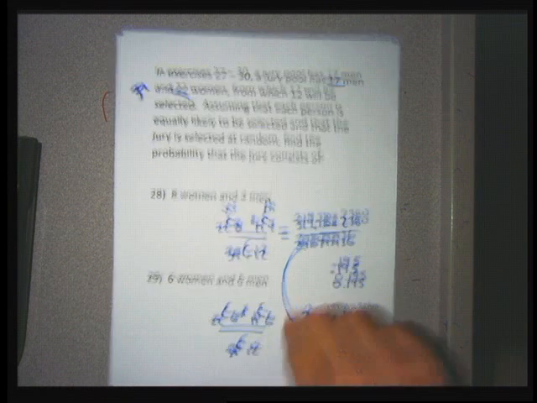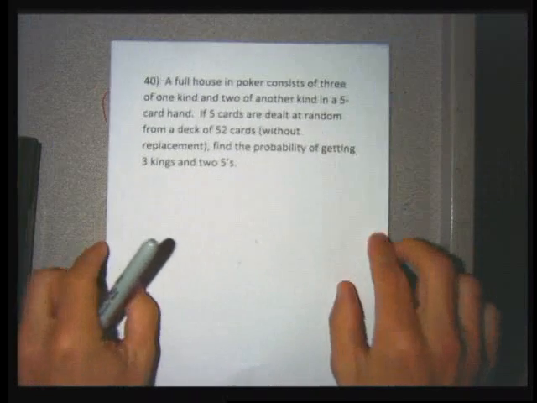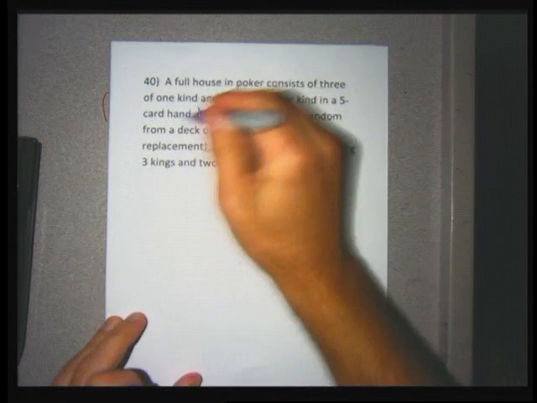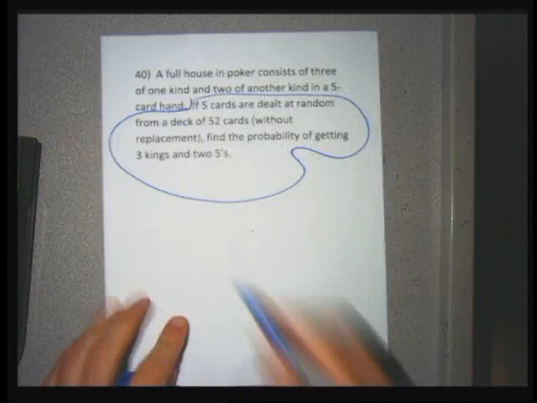So I think I just have one last problem to do, and it has to do with cards. It's a more standard card problem in that it has me getting 5 cards dealt to me randomly, and it wants me to get 3 kings and 2 5s. If you read through the problem, it tells you what a full house in poker is. That almost is more of a distractor. This is the part of the problem that I'm going to use to get my probability.